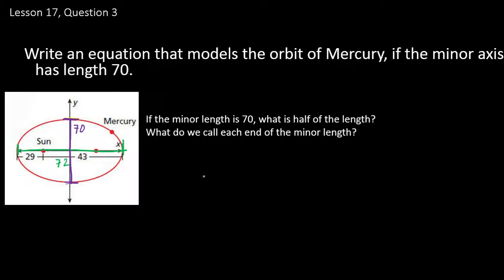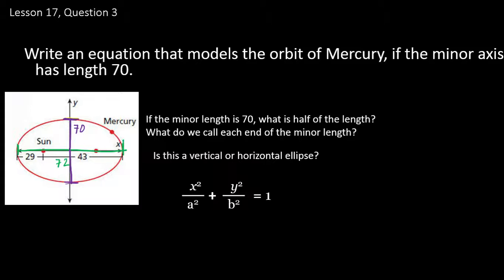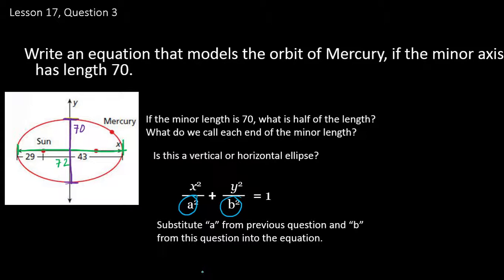So let's consider, if the minor length is 70, what is half of that length? And what do I call each end of the minor length? Also consider whether I'm looking at a vertical or a horizontal ellipse, because that determines what type of equation I'm going to look at. So if my equation for this ellipse is x squared over a squared plus y squared over b squared equals 1, my a and my b are all that I need to fill in.